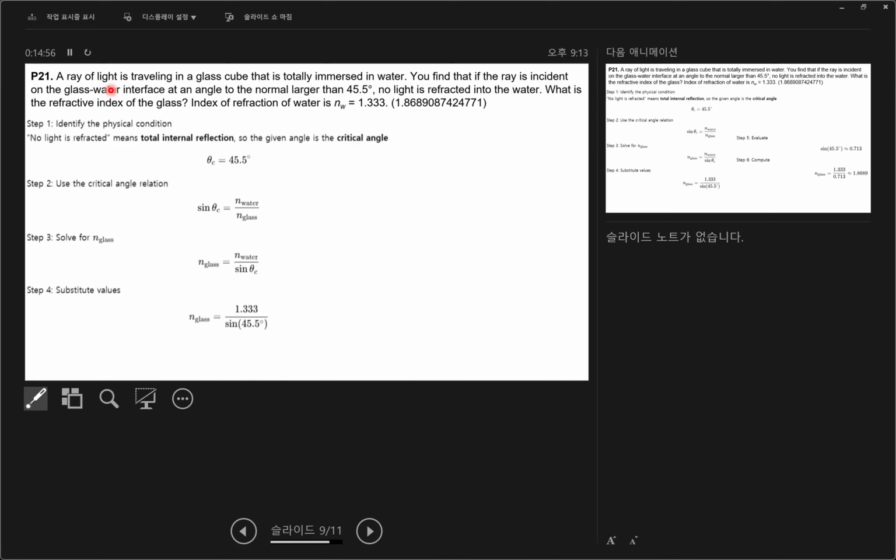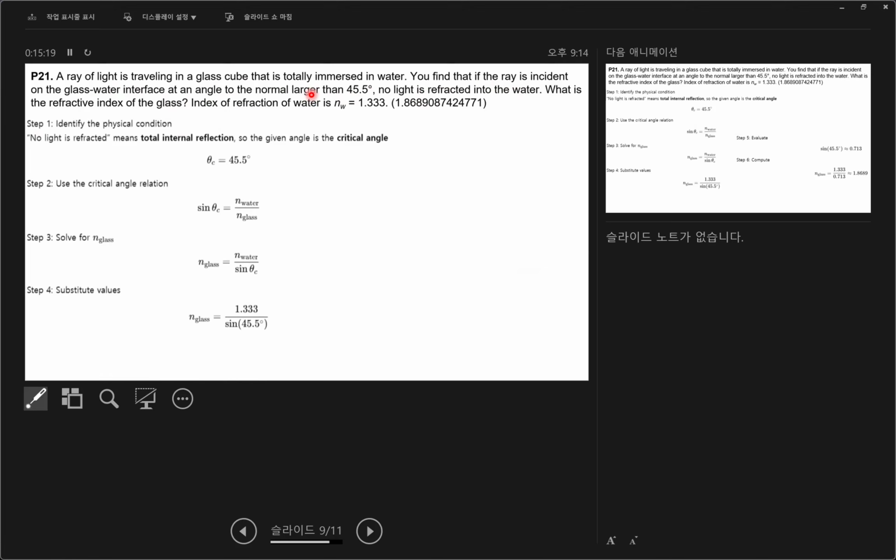The ray of light is traveling in a glass cube that is totally immersed in the water. So that's glass and water. You find that if the ray is incident on the glass-water interface at an angle to the normal larger than 45.5 degrees, no light is refracted into the water. What is the refractive index of the glass?